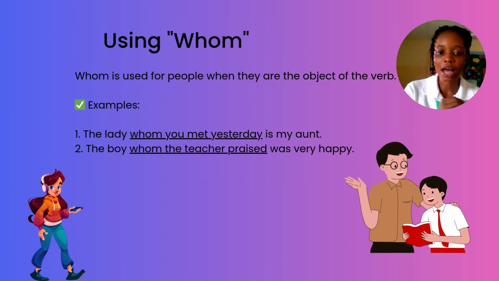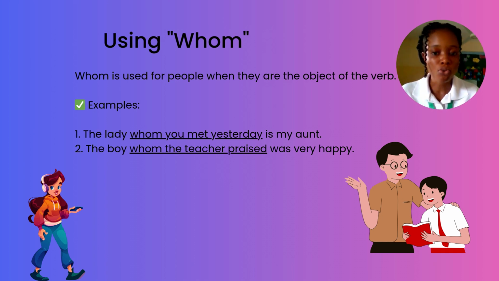The boy whom the teacher praised was very happy. I'm talking about the object, which is the boy. So when you are referring to people that are objects of a sentence, you make use of whom. So I hope you now know how to make use of whom in our sentences.